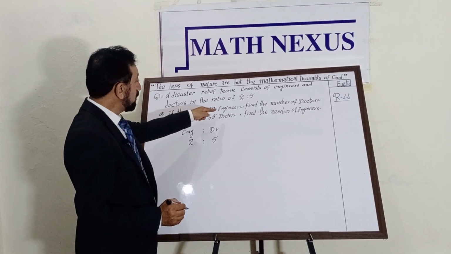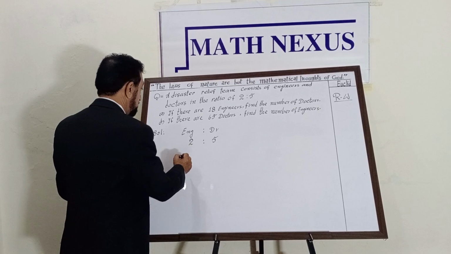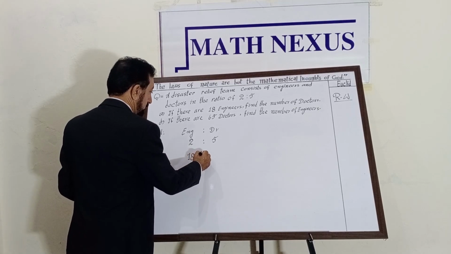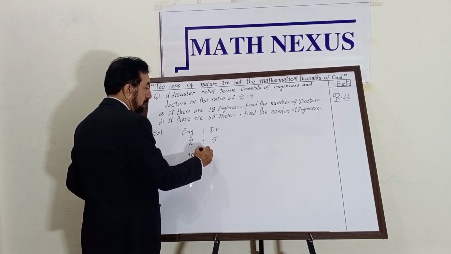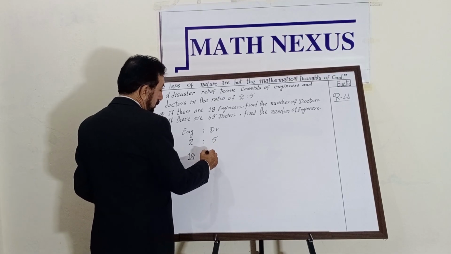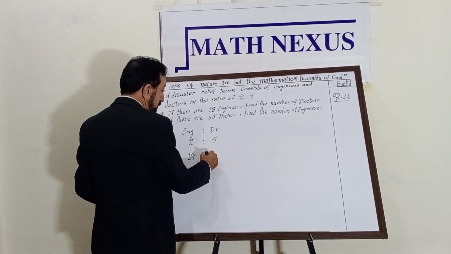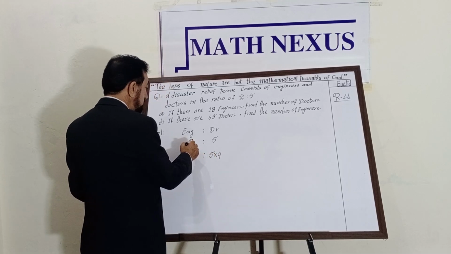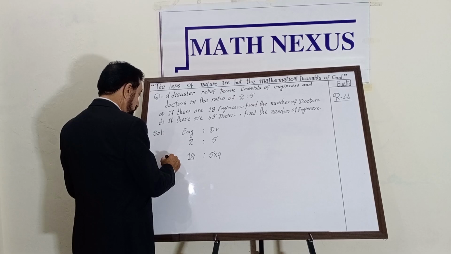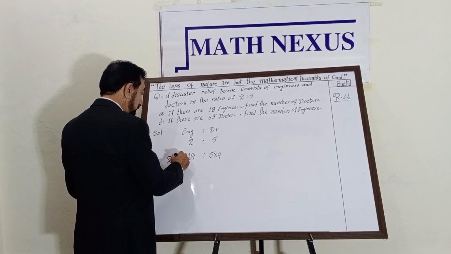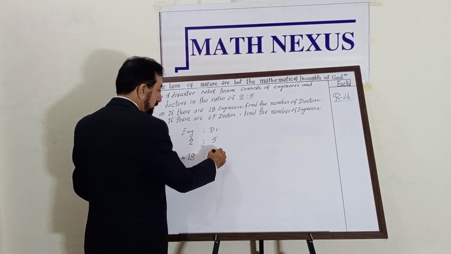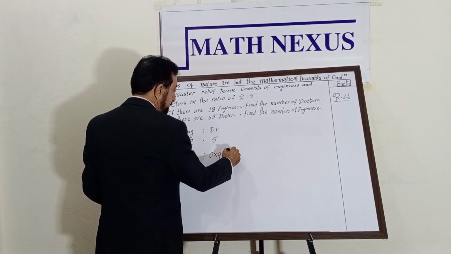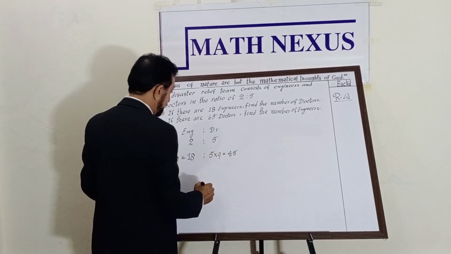First, if there are 18 engineers, then how many doctors? 2 into 9 equal to 18 and 5 into 9 equal to 45 doctors.